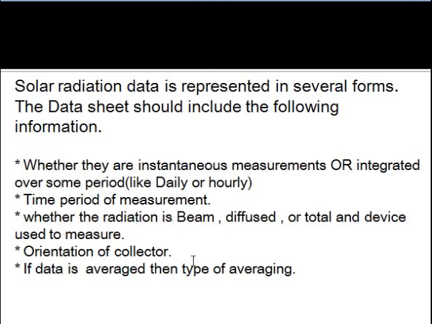Then the orientation of the collector, because the data we collect is dependent on the orientation. Say east and west orientation has less data intensity compared to the north and south orientation of the collector. So these things matter. That's why orientation and inclination should be mentioned. And if you're averaging the data, say from morning 6 to evening 6, then there will be different types of averaging. That type of averaging should also be mentioned in the data sheet.